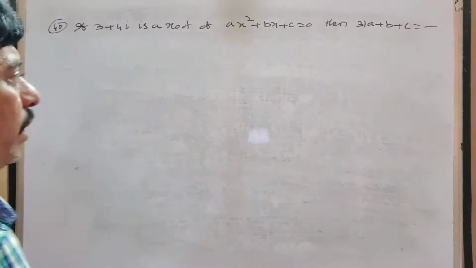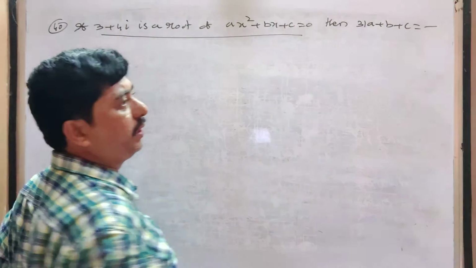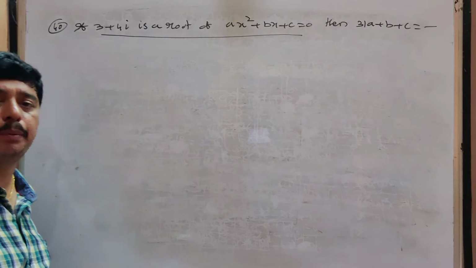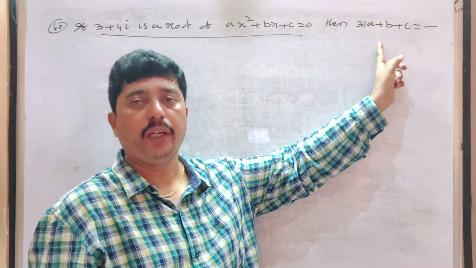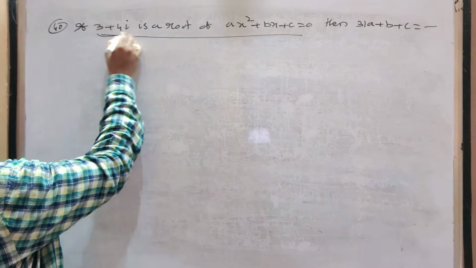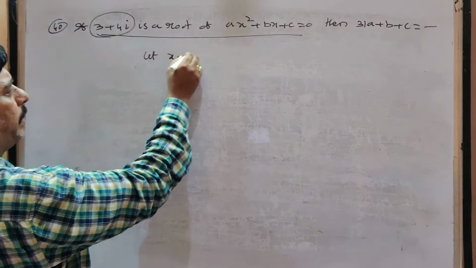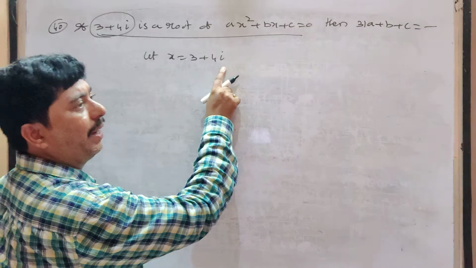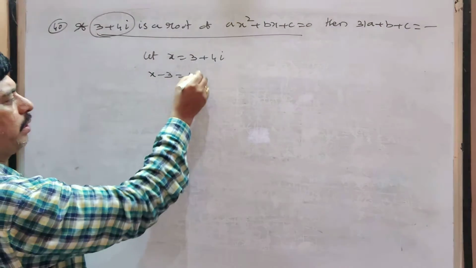Now coming to question 14. 3 plus 4i is a root of ax square plus bx plus c equal to 0 is given. Then find the value of 31 into a plus b plus c. Now I am finding the actual equation containing the root 3 plus 4i. Let x equal to 3 plus 4i. Now you have to eliminate the imaginary part. Taking 3 to the left hand side, x minus 3 equal to 4i.